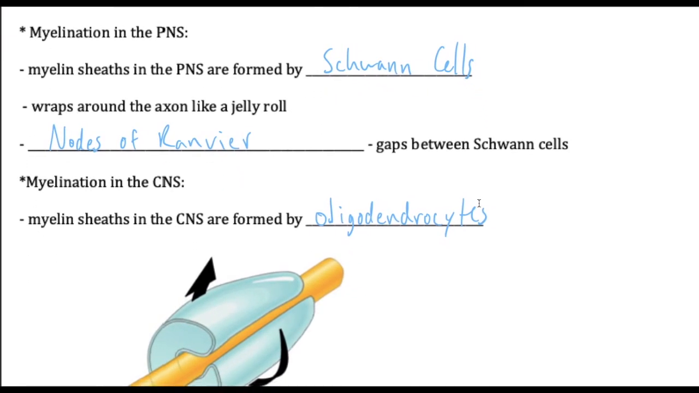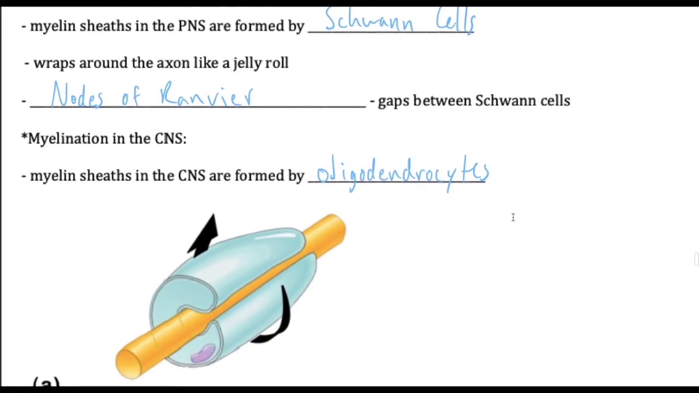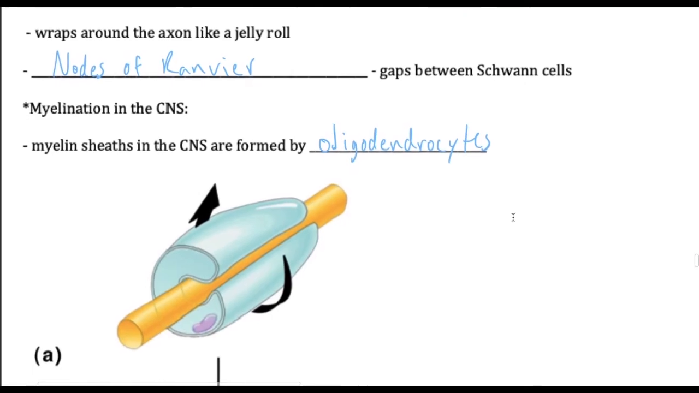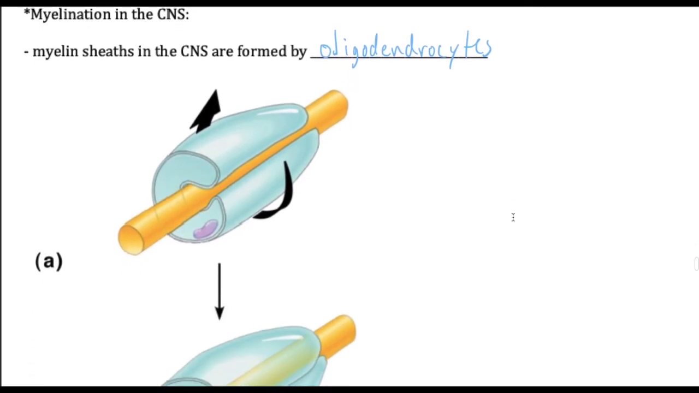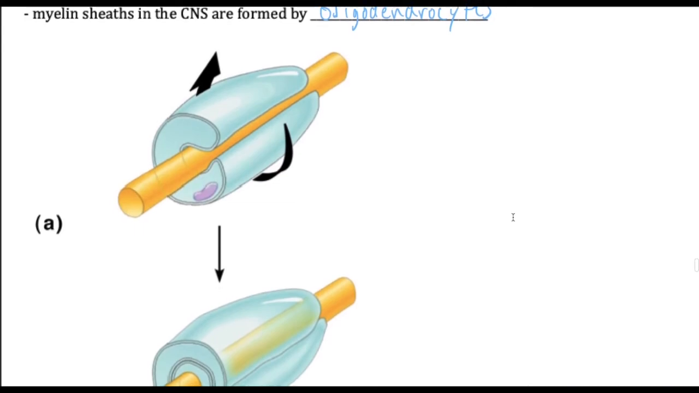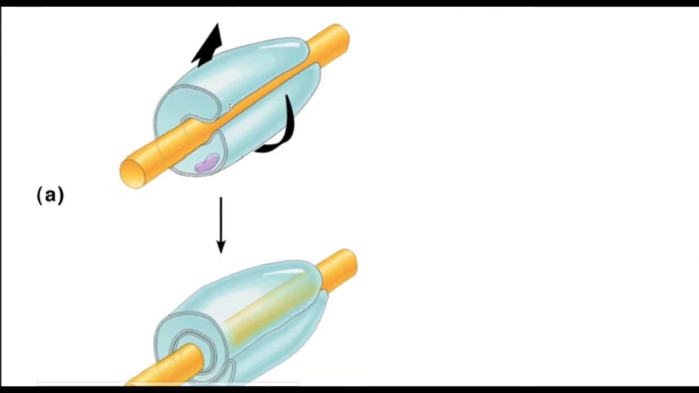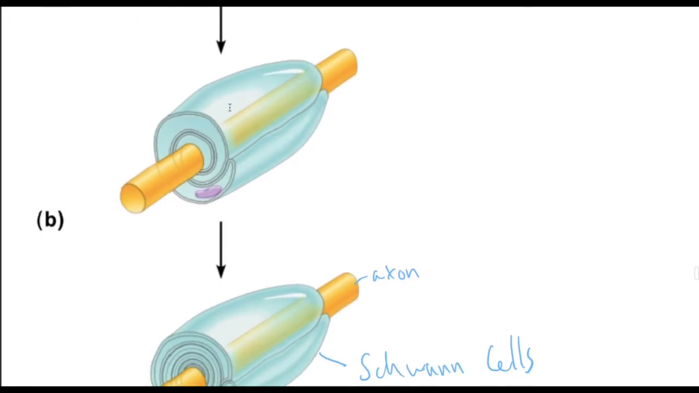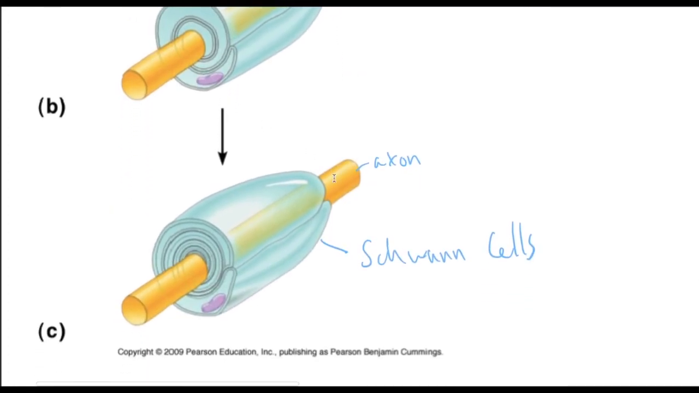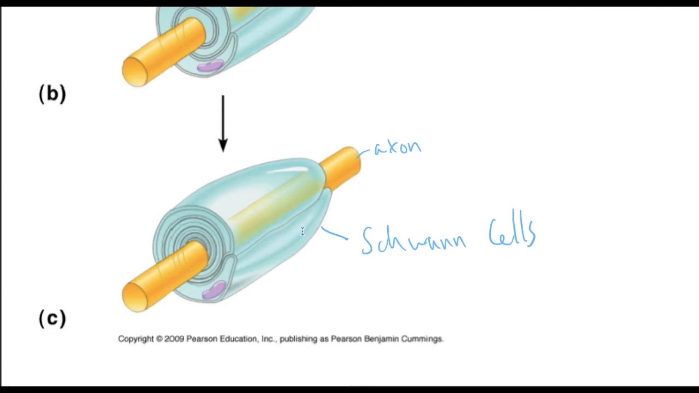Now, myelination in the PNS: myelin sheaths in the PNS are formed by Schwann cells, and they wrap around the axon like a jelly roll. The nodes of Ranvier are gaps in between the Schwann cells, which we've already talked about within the picture. Then myelination in the CNS: the myelin sheaths in the CNS are formed by oligodendrocytes. So we can see here this wrapping of this fatty protein. We have the axon here, and then this is our Schwann cells, and then on either side would be our nodes of Ranvier.